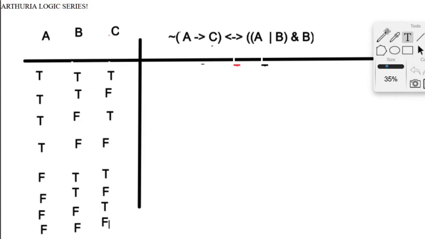Okay. Could you read it before you start off? If A then C isn't true, if and only if A or B is true and B is true. Wait, can you read it one more time? If A then C is false, if and only if A or B is true and B is true. Okay. It's a nonsense statement, but here we're using all the operators.